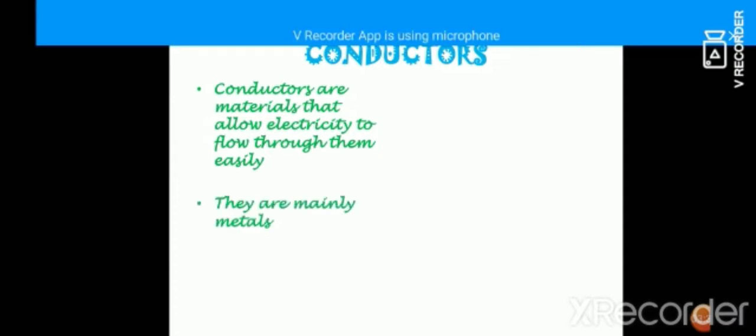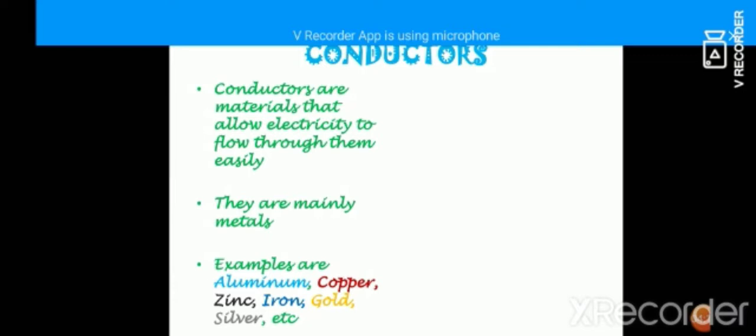Okay, and take notes, conductors are mainly metals. All metals are conductors of electricity. They are good conductors of electricity. All metals. Although they have different rates, different levels at which they conduct electricity. And I want you to put this down. The best metallic conductor, the best metal that conducts electricity is silver. Silver is the best metallic conductor. Take note. I know you'll be surprised. Why silver? But we don't usually see silver.